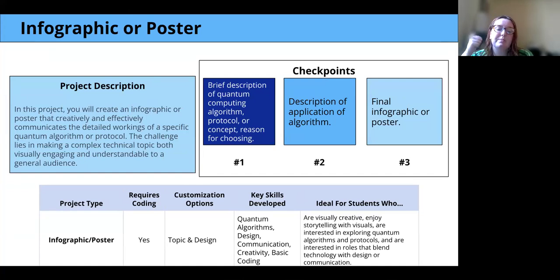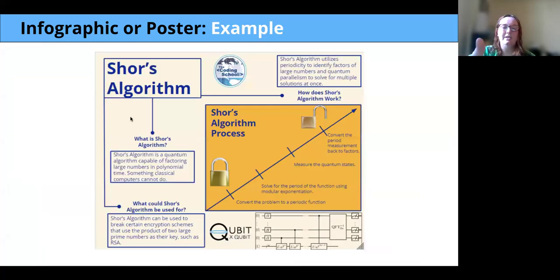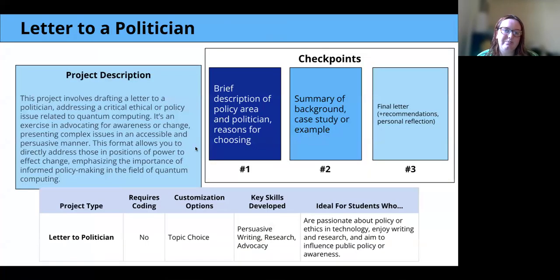So this project will require coding, and it's really good for those people who are interested in the intersection of quantum technologies, design, and art. So keep that in mind. Oh, yes, this is what an infographic would look like. So again, combining information and visuals to make a holistic example of what a process looks like.